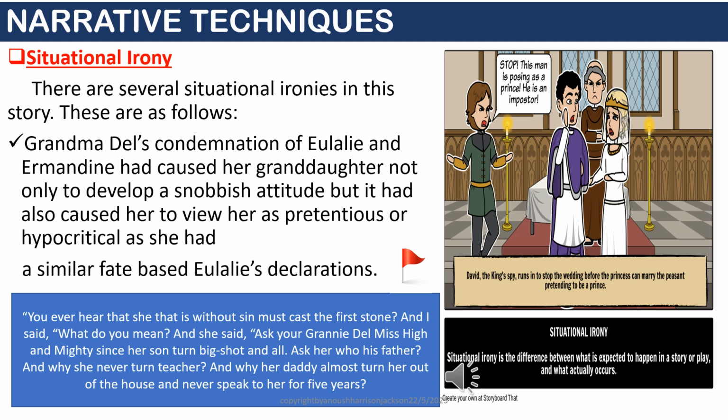Situational irony, and also dramatic irony, is seen also in Grandma Dell's condemnation of Eulalie and Ermadine. Right? Grandma Dell's condemnation of Eulalie and Ermadine had caused her granddaughter not only to develop a snobbish attitude, but it had also caused her to view her grandmother, Grandma Dell, as pretentious or hypocritical, as she had a similar fate based on Eulalie's declaration. Hear what Eulalie had to say.